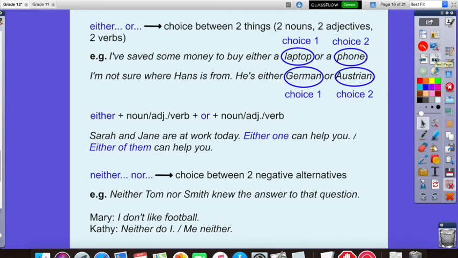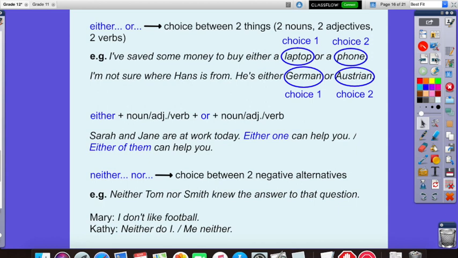So either or represents a choice between two things that are the same grammatical type, both nouns, both adjectives, or both verbs. For example, I've saved some money to buy either a laptop or a phone. So we have two choices. First choice or option, laptop, a noun. Second option, phone, also a noun. It's really important that there are only two options. We don't use either or with three or more options.